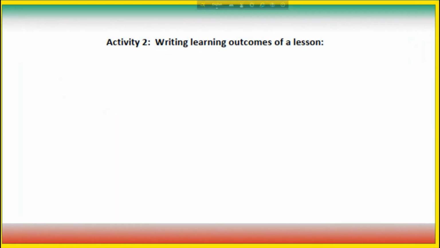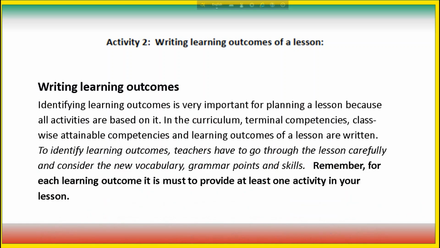Okay, then our second activity, writing learning outcomes of a lesson. Learning outcome is the core of a lesson, the main thing of a lesson. We want to do all kinds of activities based on learning outcomes. So as a teacher, we have to know what the learning outcomes of the lesson are, and according to the learning outcomes we have to set up some teaching learning activities in my lesson plan. Writing learning outcomes, identifying learning outcomes is very important for planning of a lesson plan.